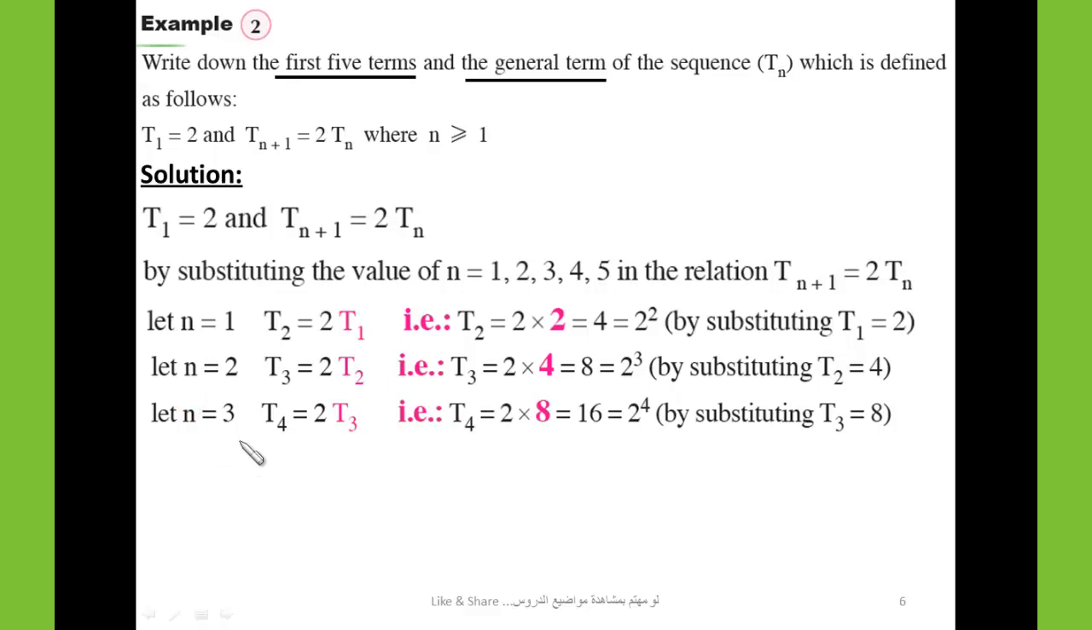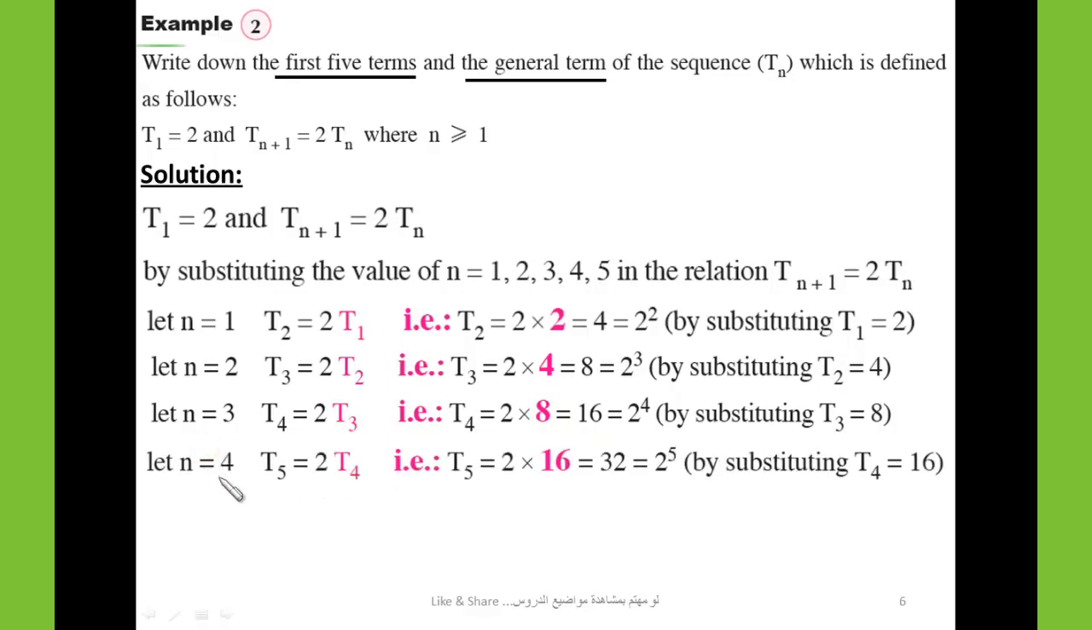Let n equal 3 here. So 3 plus 1 equals 4. Substituting n equal 3, you will get T4, and T4 equals 2 multiply T3. What is the value of T3? It is 8. So T4 equals 2 multiply 8 equals 16.